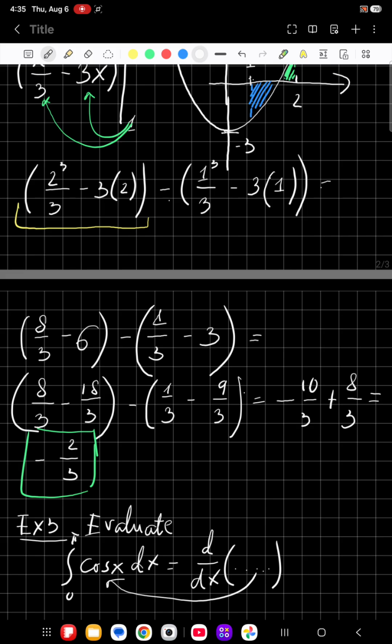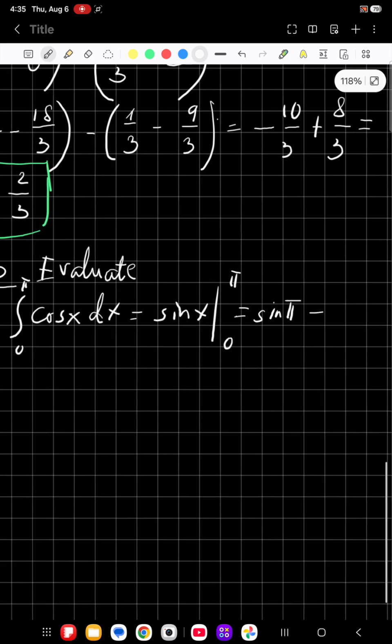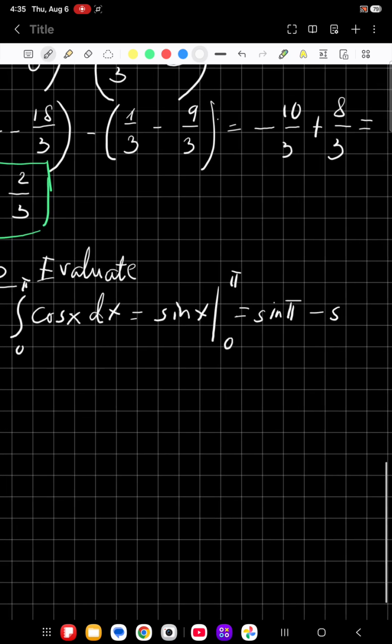Alright, so I hope you know what that is. It's going to be a sine function. So I have sine of x. And then I need to evaluate it from 0 to pi. Okay, so I plug in pi first. So sine of pi minus sine of 0. Okay, so we get 0 minus 0, and that is 0.